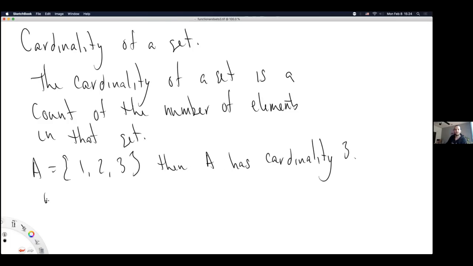And you know, mathematically, we write that almost like the absolute value of the set. Does everybody know where to find this character on their keyboard? That's not any special LaTeX. Your keyboard has that character built in. It's called pipe.